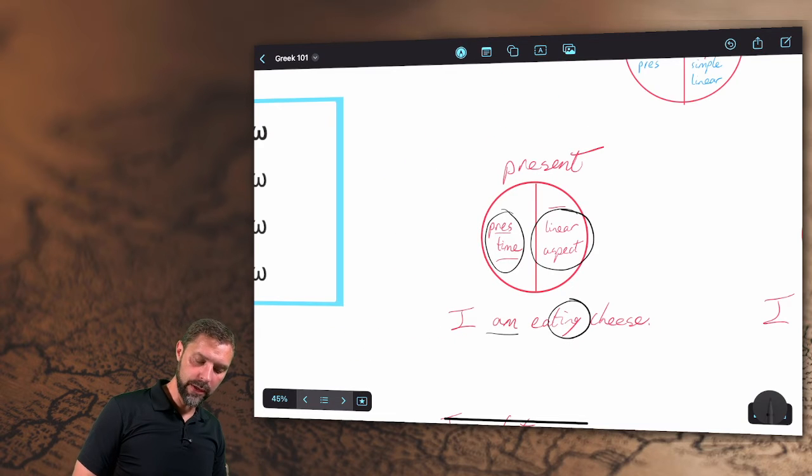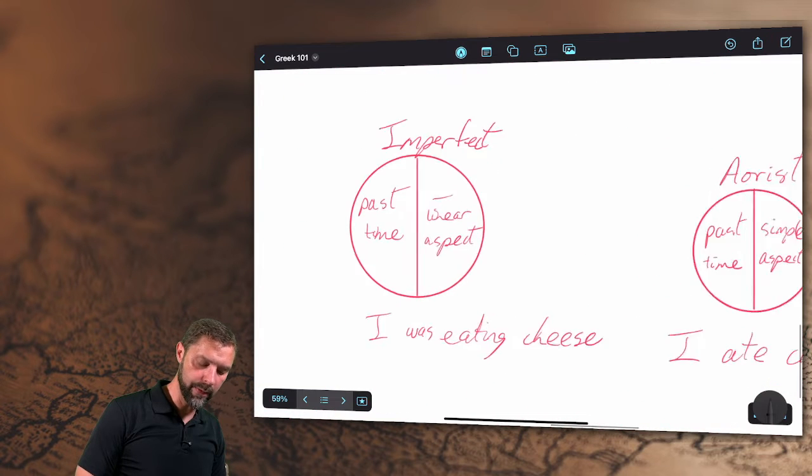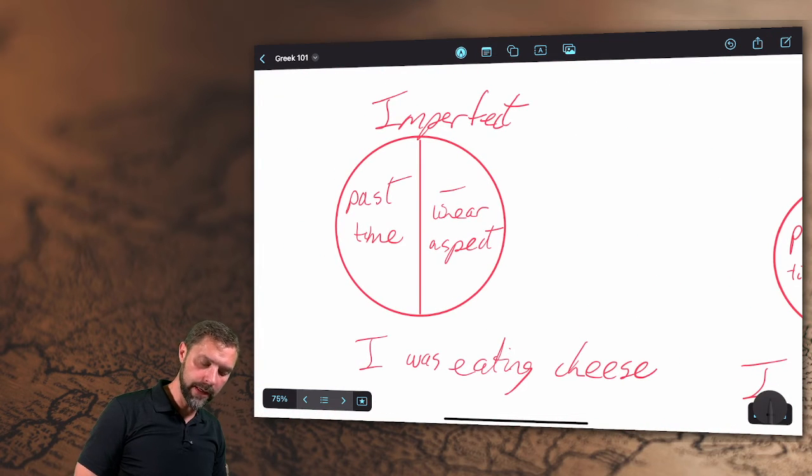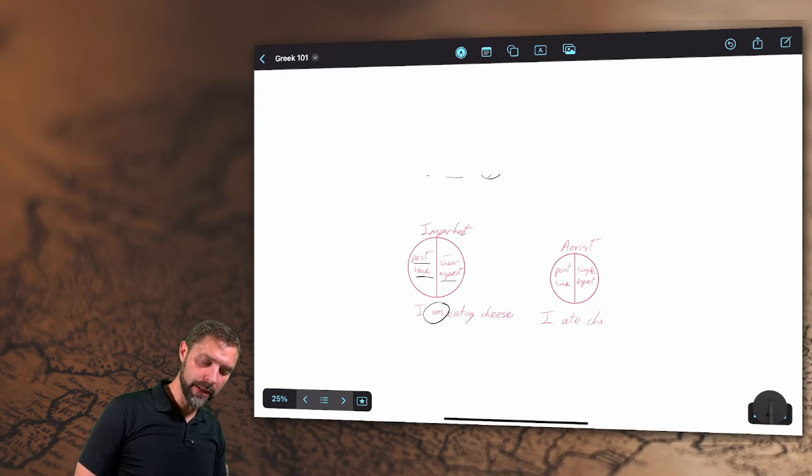The next one we're going to learn works somewhat similarly, and this maybe is helpful as a contrast. The imperfect combines a linear aspect, so you're also going to have an ing for this. And the difference between the present and the imperfect is it's past time with linear aspect. I was eating cheese. Okay, and so I could do this with each of the verbs.